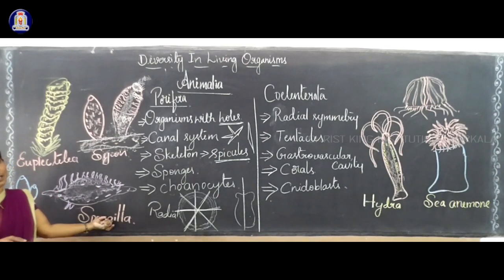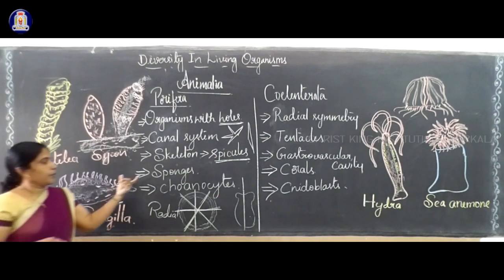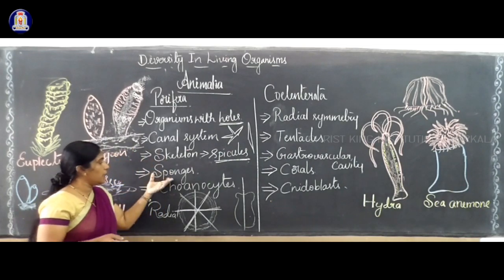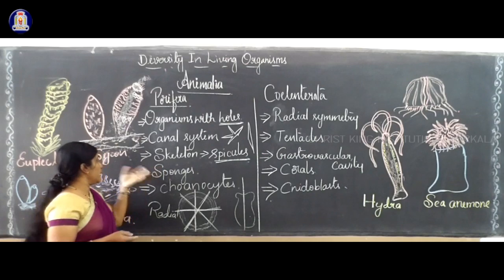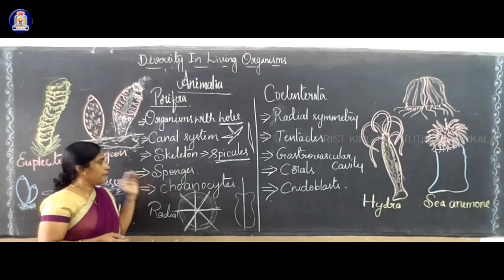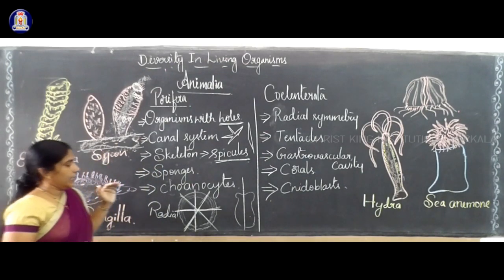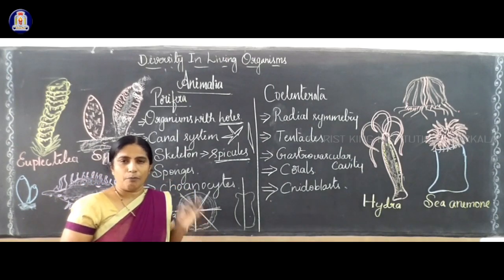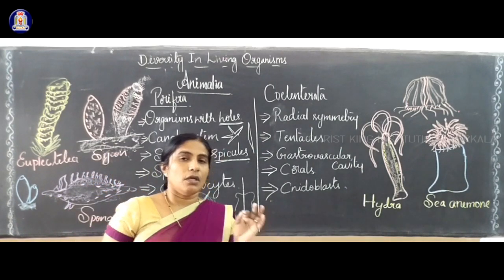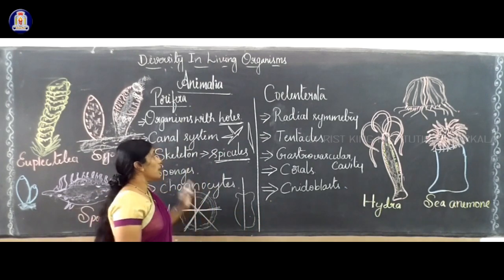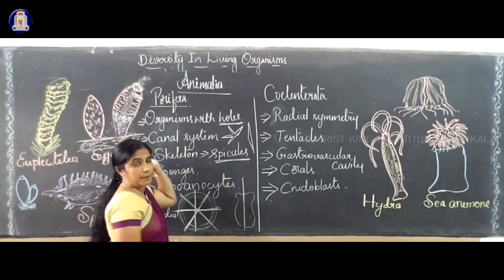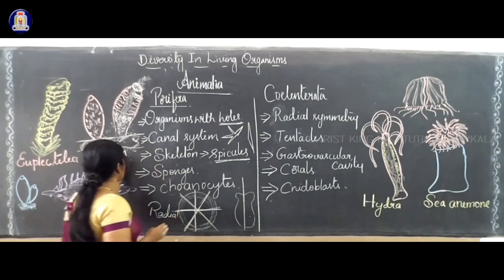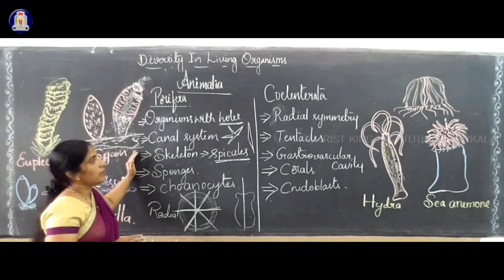The next example is Spongilla. Porifera are commonly called sponges. Main examples are Sycon, Spongilla, and Euplectella. So these are related to Porifera. Porifera, pori means the pores; ostia, holes, are present to absorb the water. Different colors are present, and different animals will be there in this group, phylum Porifera.